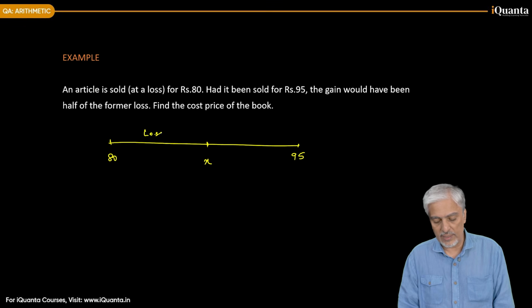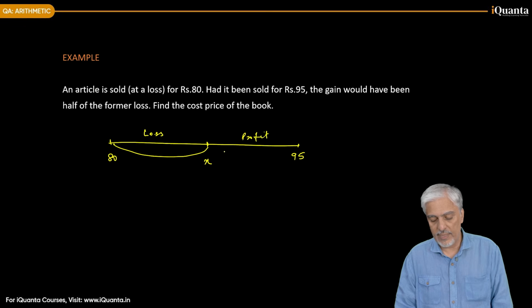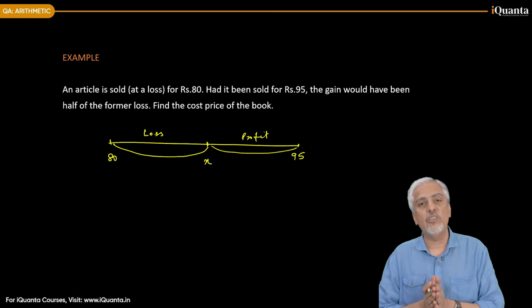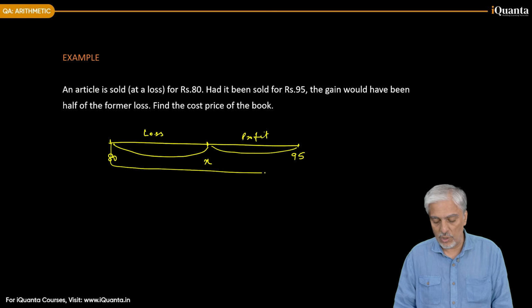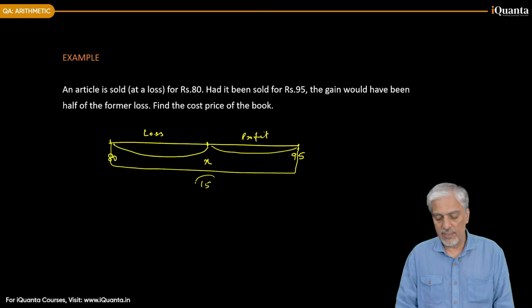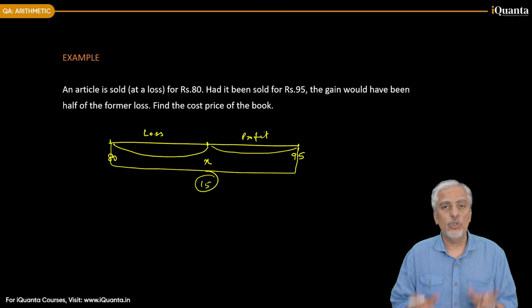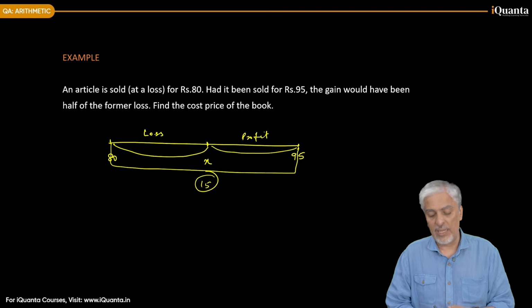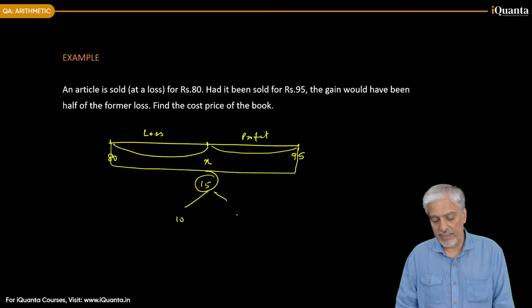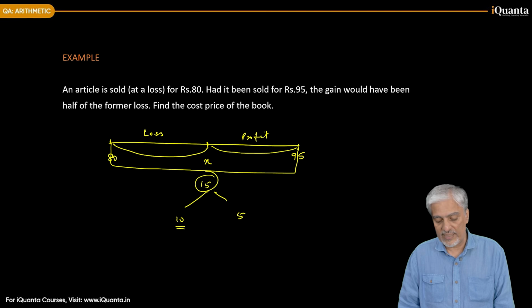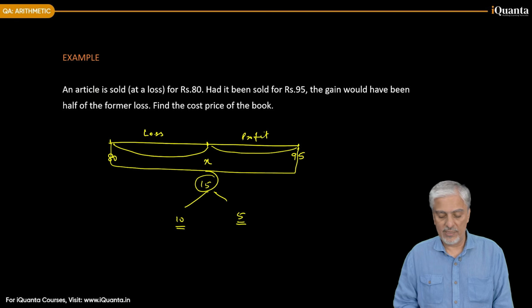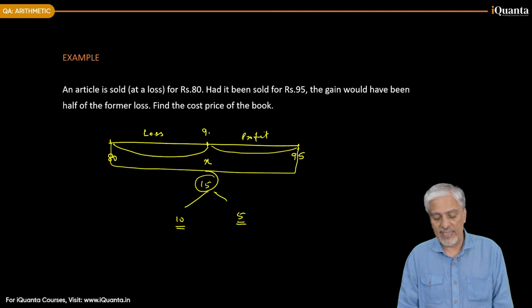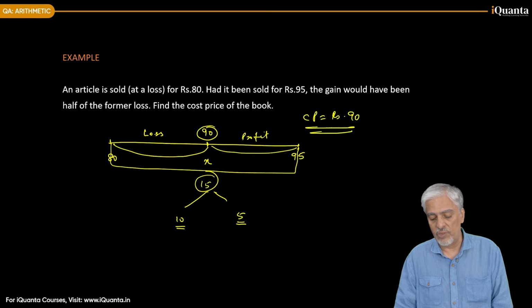This is my loss. And this is my profit. And they've told us the profit is half of the loss. The difference between these two numbers is 15. Profit is half of the loss. So we need to break up 15 in two numbers where one number is half of the other. Very easy breakup, 10 and 5. That means my loss is 10 rupees and my profit is 5 rupees. And once I get that, I'll get this number very easily, it will become 90. So that's the shortcut. That's the kind of shortcuts you need for CAT.